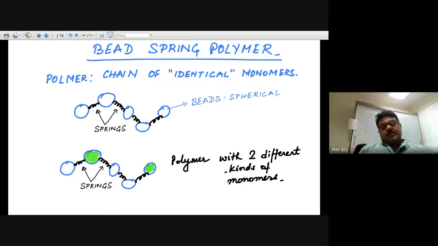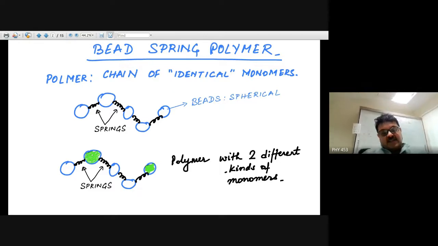For that, I need to go a bit more into gory details. As I already said, there's a spelling mistake. It should be polymer, L-Y. So the way we consider it, there are these spherical particles, and they are connected by springs to the next particle. Now, a spring is something like a harmonic potential. And this chain goes on and on.